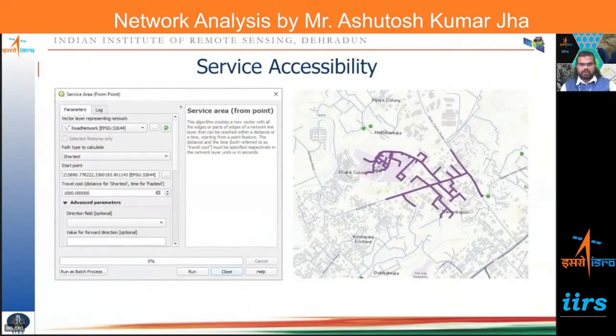Then there's also a possibility to find out service area. In this case, you take one point and then look at what different segments of the road can be reached from that point. In this case, we can provide the distance of 1 kilometer which can be reached from one particular point. It gives you all the highlighted segments which are within reach of that distance. Similarly, you can also do it based on time and so on. We can find this out using the service area solutions.